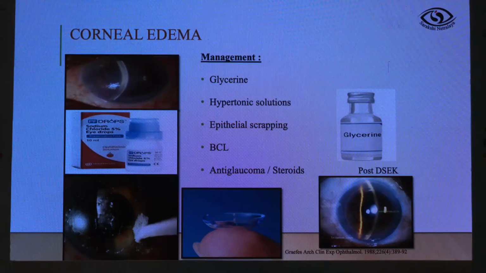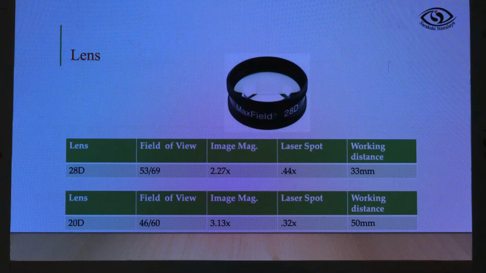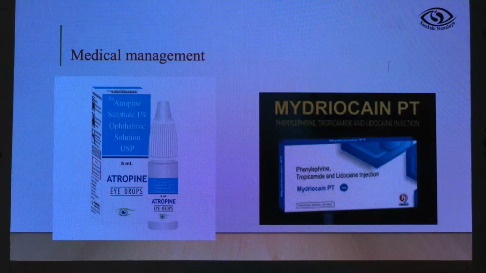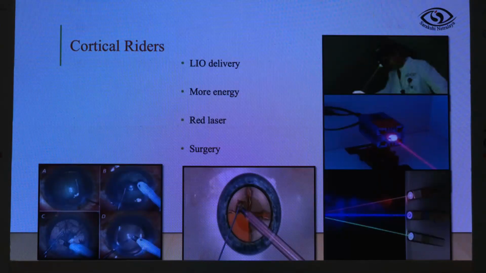So in cases of corneal edema, you can manage it with hypertonic solutions. You can use epithelial scraping or anti-glaucoma medications, or even surgery, and you have to reduce the corneal edema first, and then you can go for the lasers. In cases of small pupil, you can use a 28 diopter lens instead of a 20 diopter lens. You can atropinize the eye, or you can also do laser pupilloplasty, so that you can increase the size of the pupil and you can do the lasers.